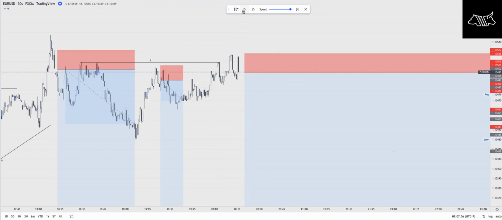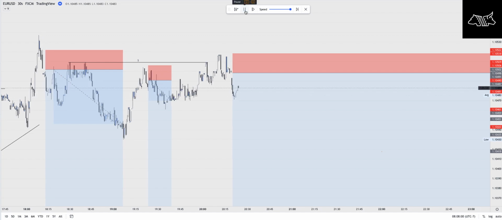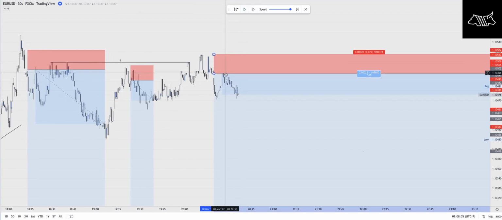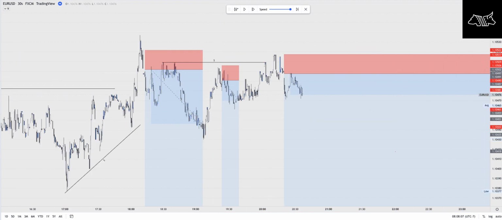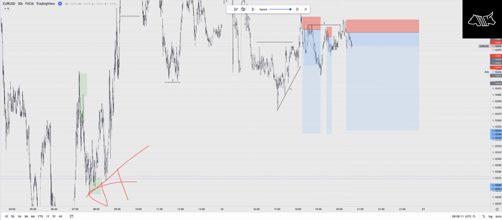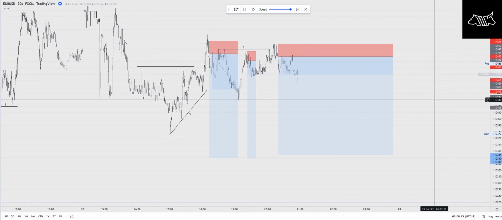It gave me another chalk right there. And then I got in right there. So I got tapped in right here on this retest of this flip zone. And this was the trade that ended up going in the direction that I wanted. So that ended up being a really nice trade.